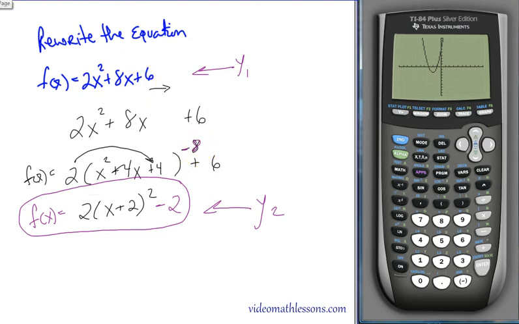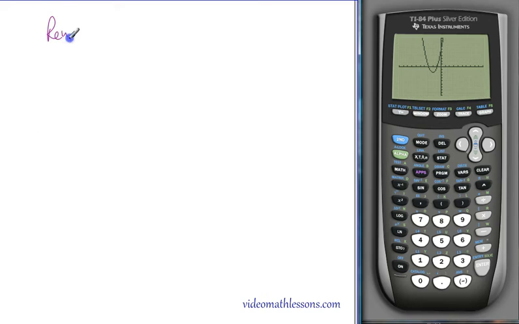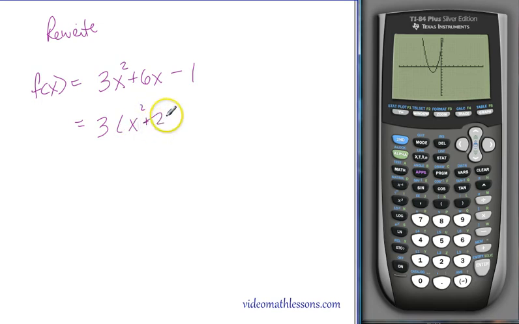Let's try it again. Once again, we're just going to rewrite. That's all we're doing, rewrite. So we have f of x equals 3x squared plus 6x minus 1. People sometimes don't like these, but actually it's less work than solving for the roots. So this is good. I'm going to factor out a 3, so it'll be x squared plus 2x. I'll leave a little space and put the minus 1 over here on the side.